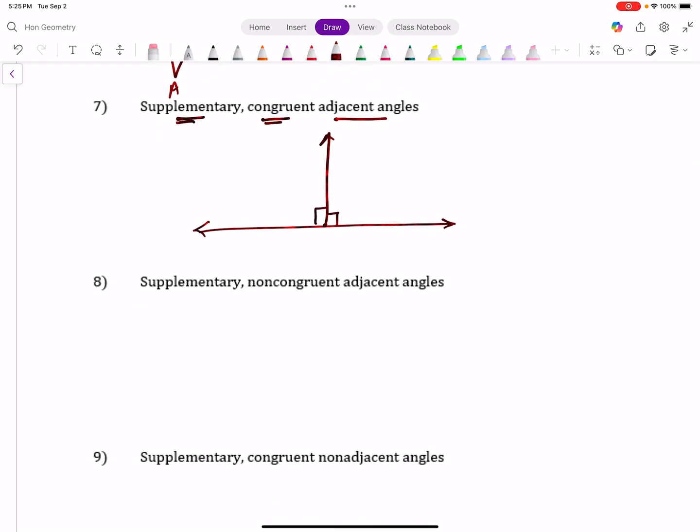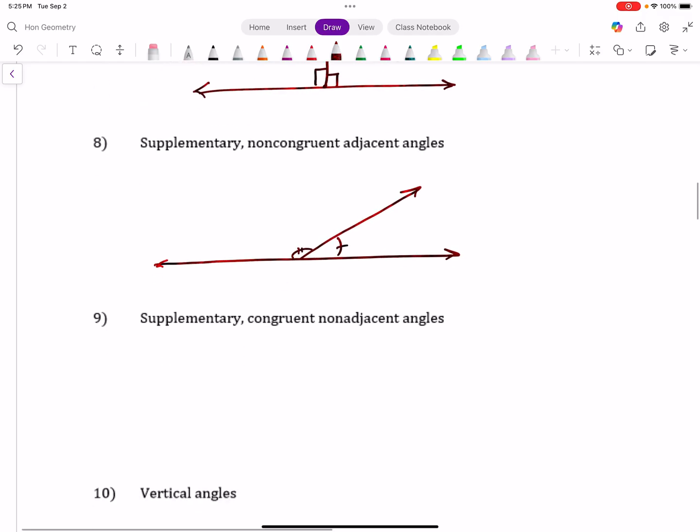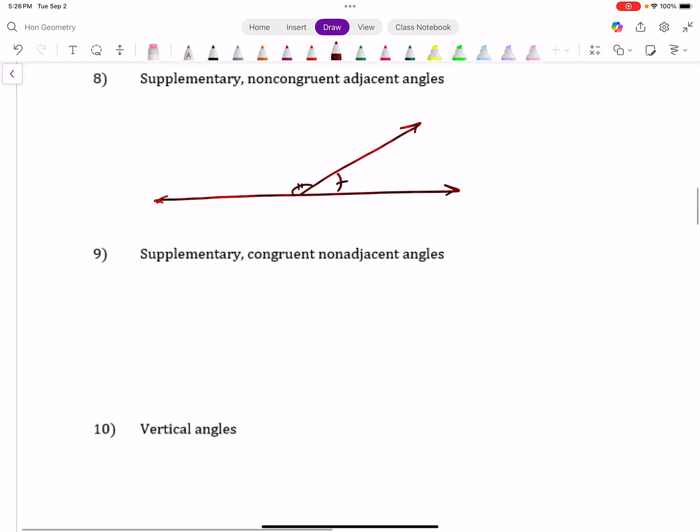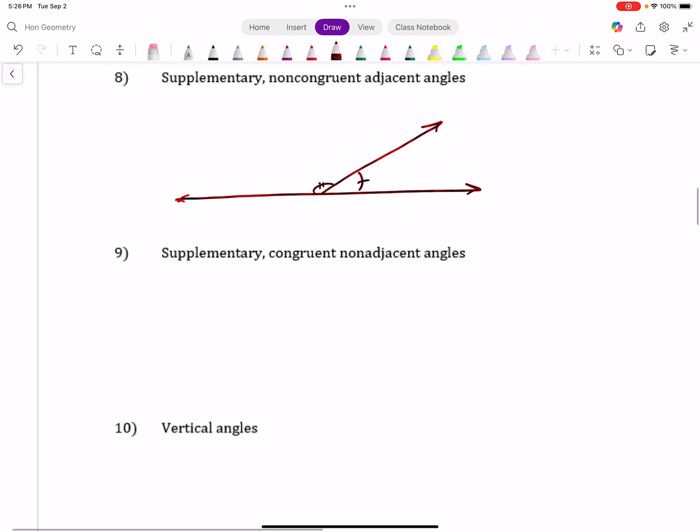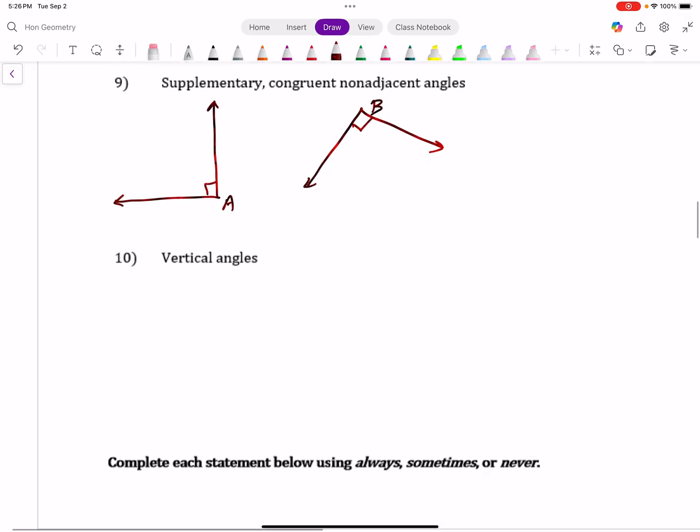Supplementary, non-congruent adjacent angles would look something like that, where this is one measure and this is something else. And they're not both right angles. Supplementary, congruent, non-adjacent angles. Well, if they're supplementary congruent, they both have to be right angles. So say there's an angle A here, and then some random place it's an angle B, but they're both right angles.